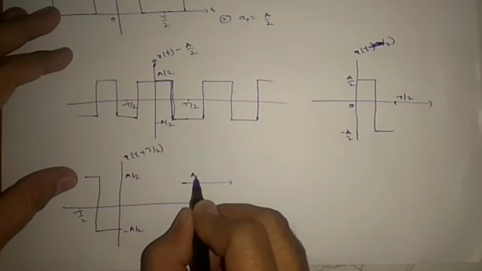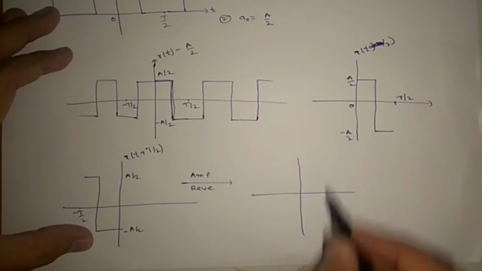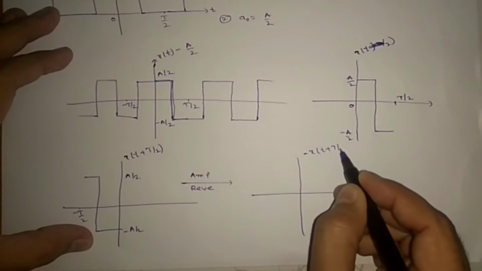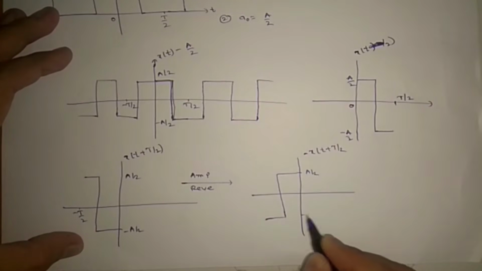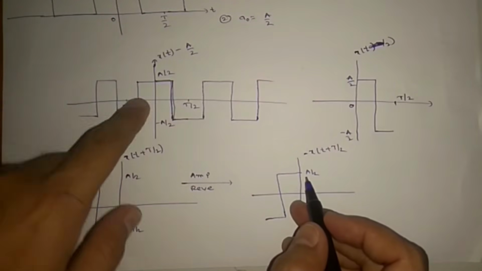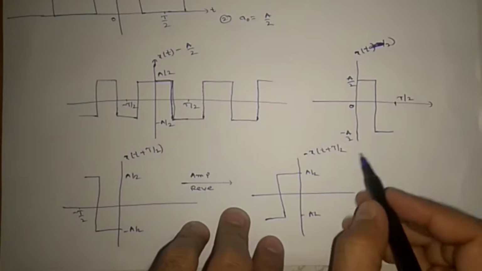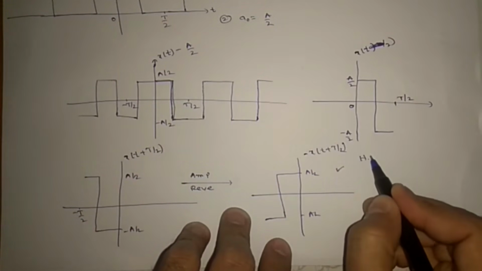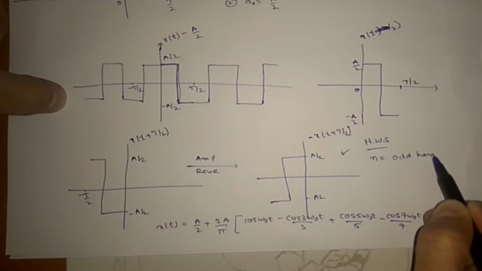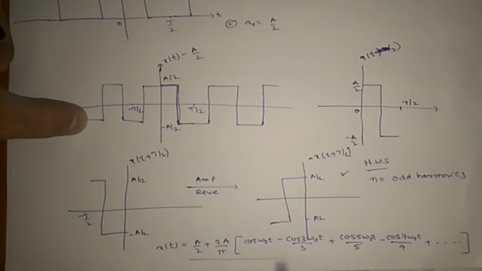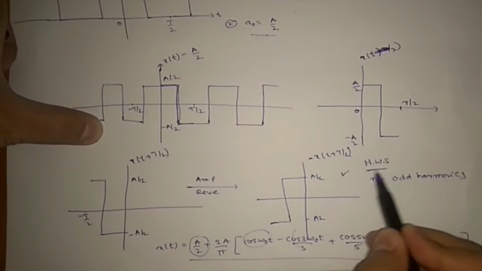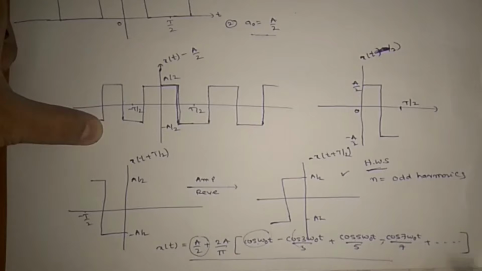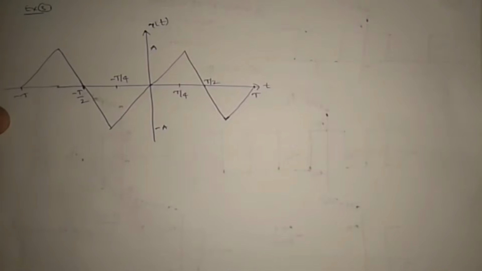Next, if I perform amplitude reversal, then I will get minus x of t plus T by 2. This will get reversed, right? A by 2 to minus A by 2. See, this part and the given signal are both the same, right? So it is satisfying half wave symmetry. It will have only odd harmonics. So here you can see the equation: it is an even signal, that's why you have all cos terms, and you have a DC value, and it is satisfying half wave symmetry, that's why 1, 3, 5, 7, all odd harmonics you have. Let us see example 3.